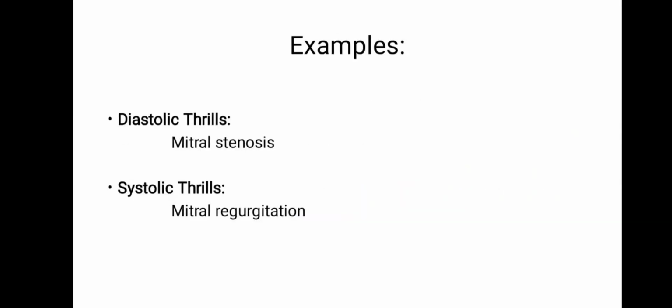There are 2 types of thrills on the basis of the timing, as discussed before. Diastolic thrills are basically because of mitral stenosis, and systolic thrills are basically because of mitral regurgitation. And both of them are palpable at the apex.